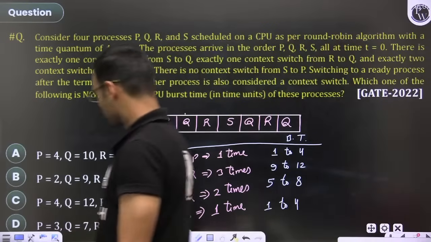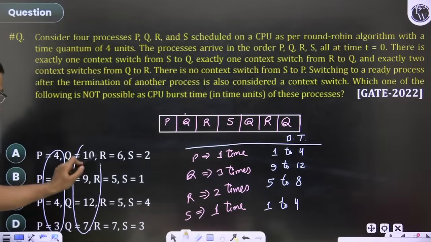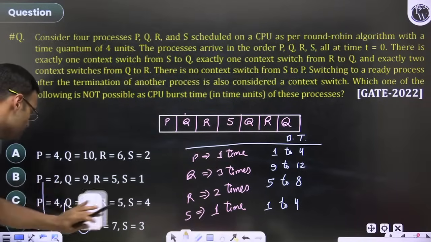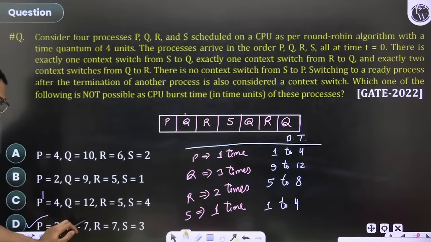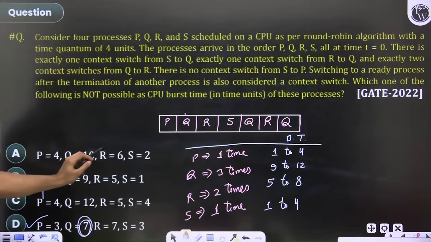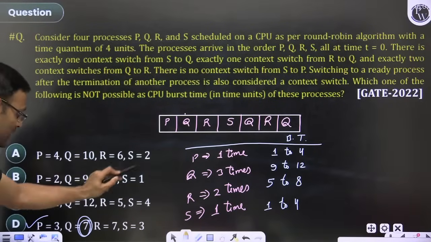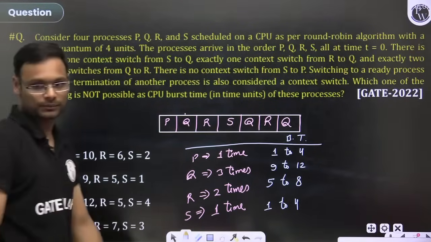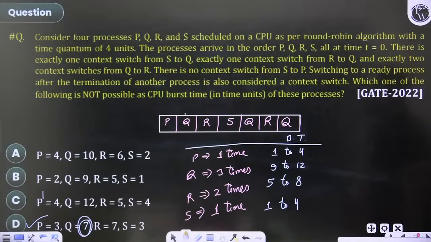Let's see the options. P, 1 to 4, no issues. Q, oh, issue. It should be greater than 8, lesser than or equal to 12. Option A, B, C are fine, but D is having a problem here. Q 7 is given. R between 5 to 8, yes, fine, no issues. S between 1 to 4, no issues. Option D is correct. This is the detail.